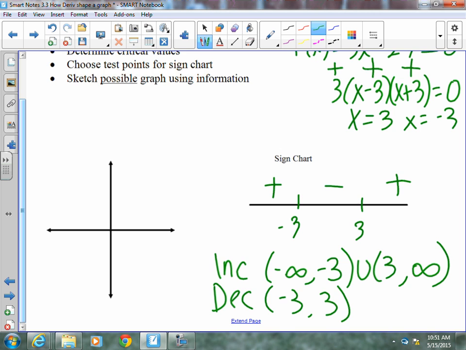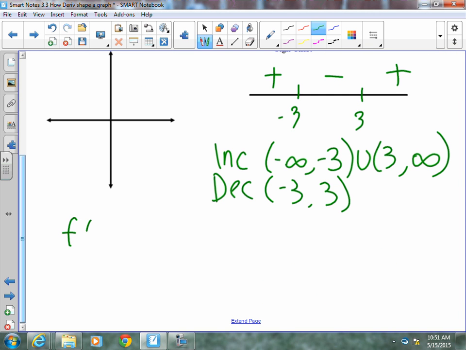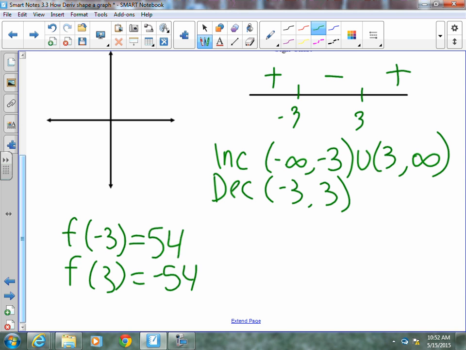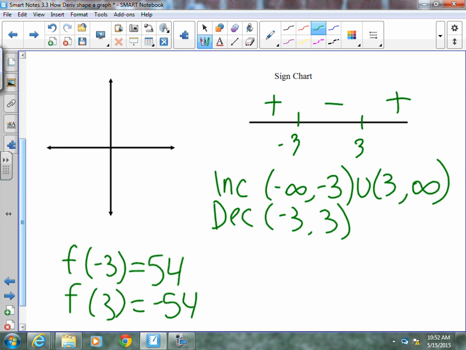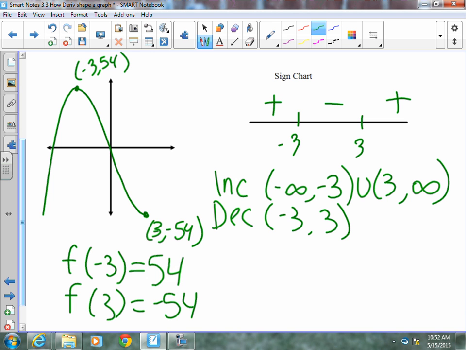If we find a couple values, we can sketch a possible graph. f of negative 3 is equal to negative 54. No, positive 54, sorry about that. f of 3 is equal to negative 54. So if we plot those, we get negative 3, 54, and 3, negative 54. We know that it's increasing to that point, decreasing between, and increasing after. Not a real detailed graph, but that is roughly what this graph looks like.